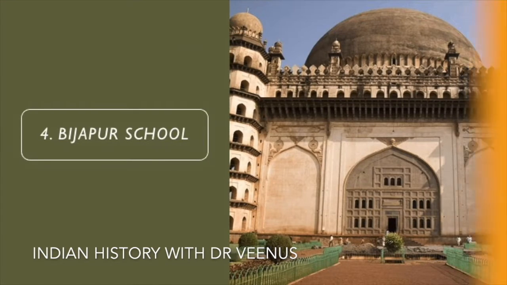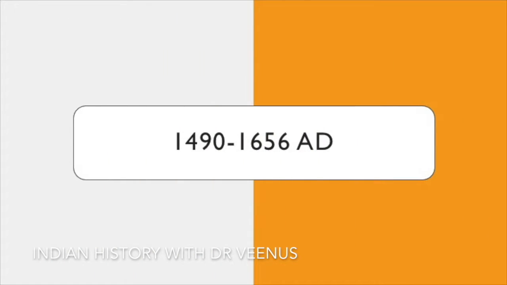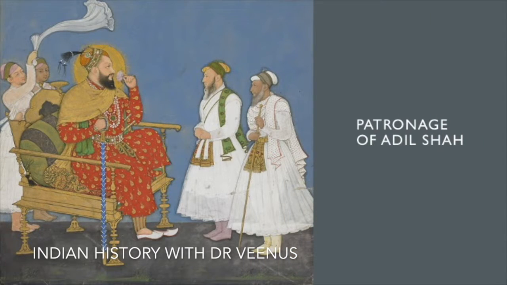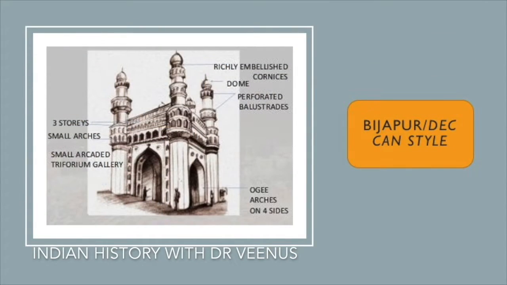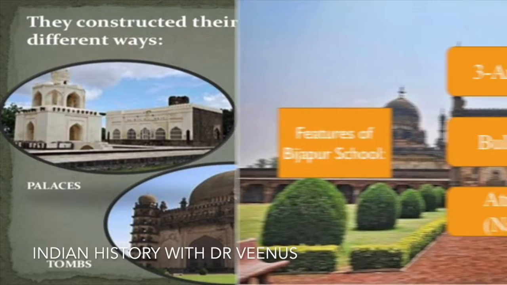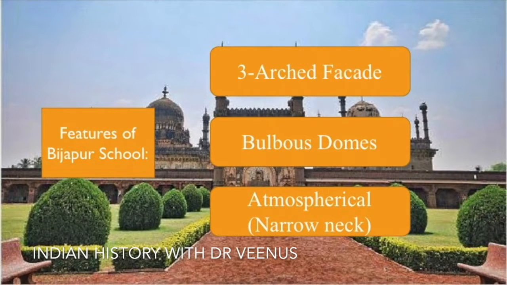Bijapur School, from 1490 to 1656 AD. Under the patronage of Adil Shah, Bijapur style, or the Deccan style of architecture, developed. He constructed a number of mosques, tombs and palaces which were unique in the use of three-arched facade and bulbous dome, and were almost spherical with a narrow neck.